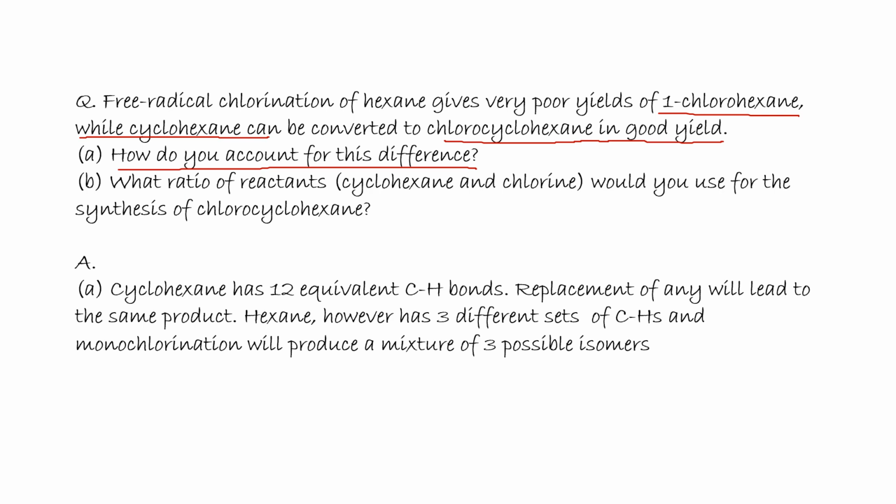converted to chlorocyclohexane in good yield? What ratio of reactant cyclohexane and chlorine would you use for the synthesis of chlorocyclohexane? Cyclohexane has 12 equivalent CH bonds. Replacement of any will lead to the same product. However, hexane has 3 different sets of CHs, and monochlorination will produce a mixture of 3 possible isomers.